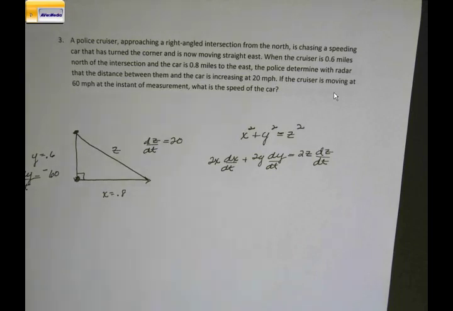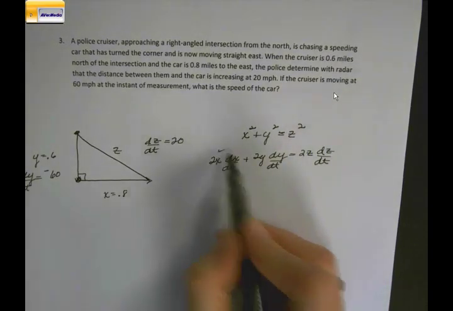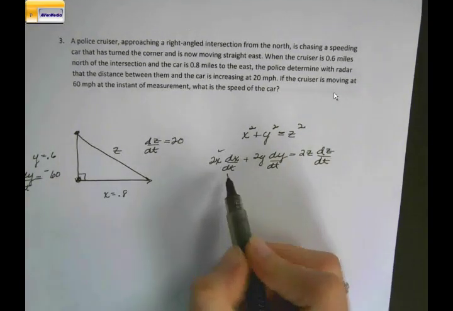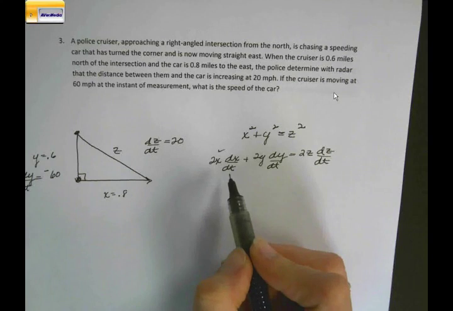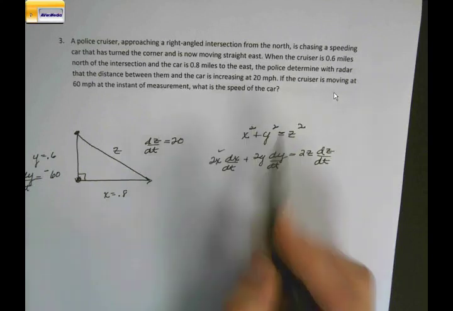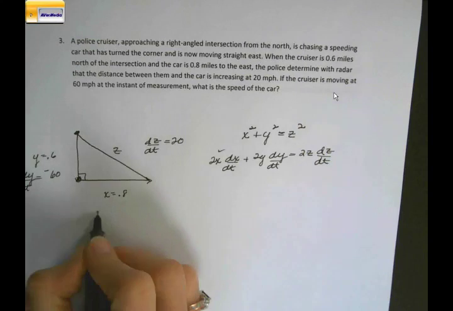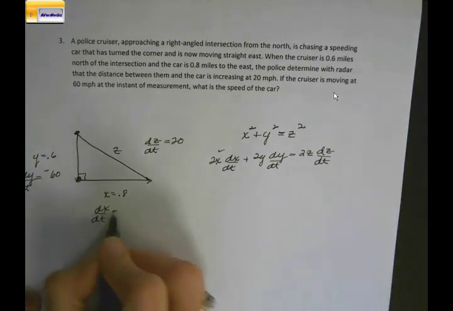Okay. That's right. The distance from the intersection is getting smaller. Very good on all that. Okay, so what do we have? We have x. We don't have dx/dt, which is probably what we're looking for. What are we looking for? What is the speed of the car? That's what we're looking for, right? Okay, dx/dt is what we're looking for.